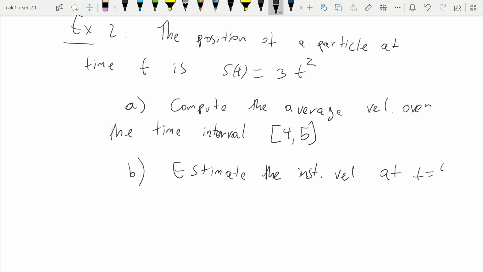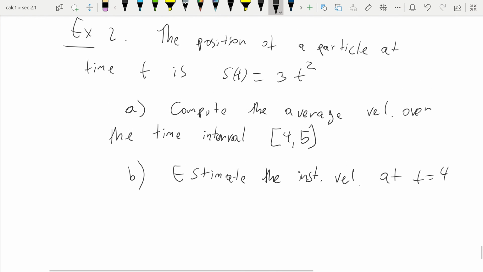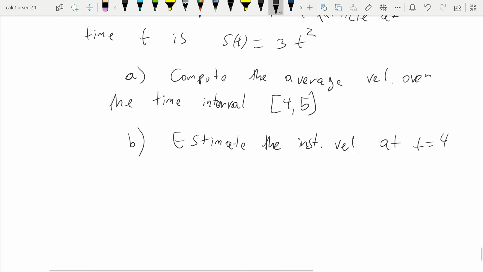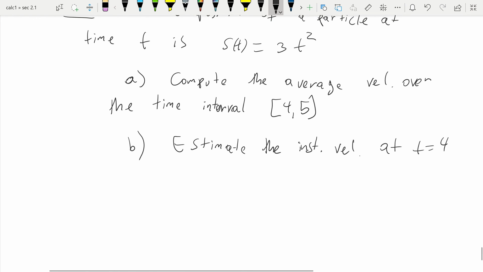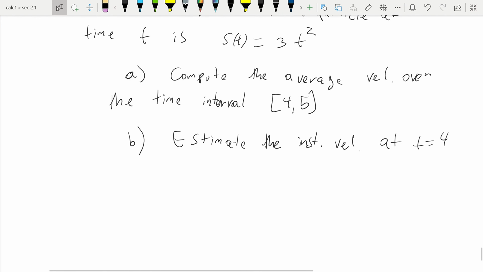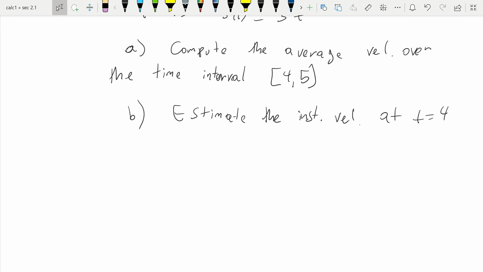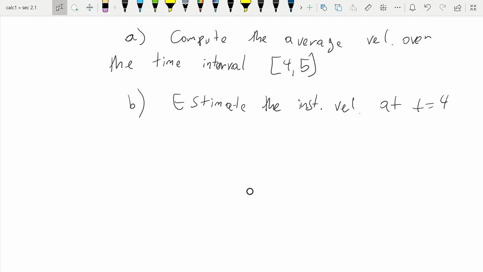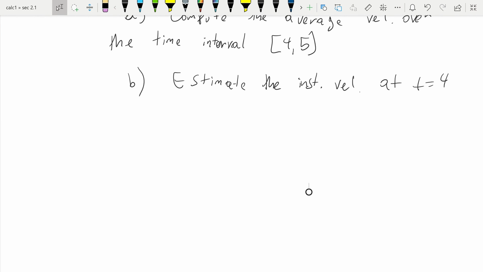So initially we're asked to find a very rough approximation, because here we're moving away from the point 4 by 1, considering an endpoint which is 5. So this will give us a very rough approximation of the instantaneous velocity. If we want better approximations, we need to consider points that are closer and closer to 4. Okay, so let's solve this problem.